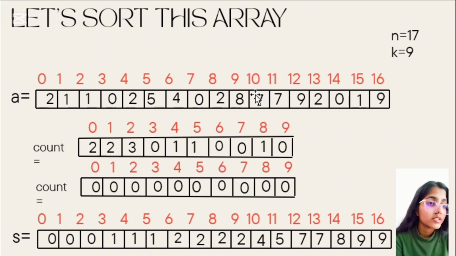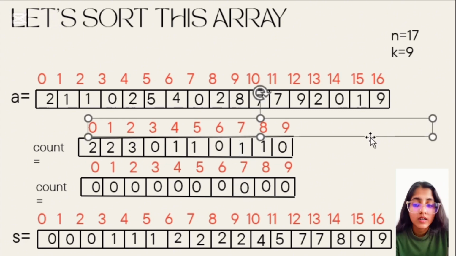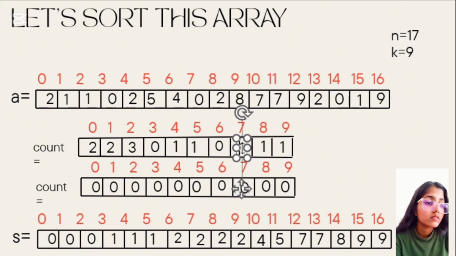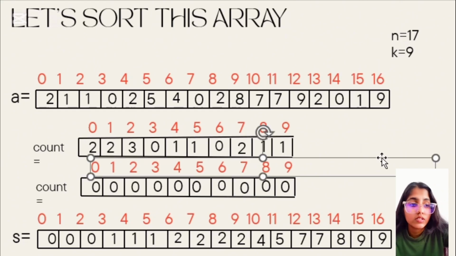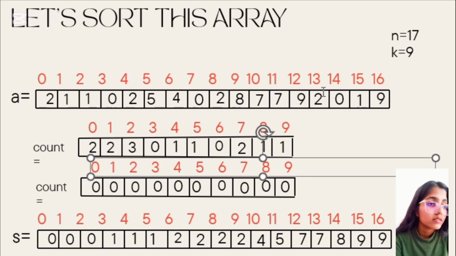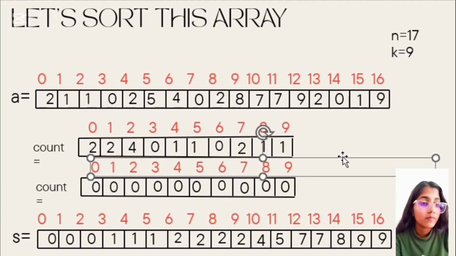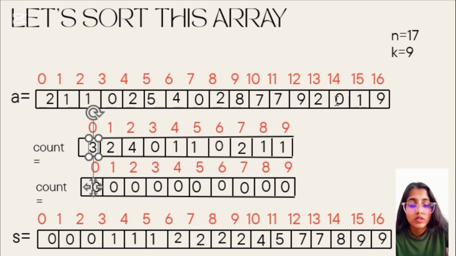Then after 8 it is 7, so you must increment the 7th index value by 1. Then it's 9 and you should increment the 9th index by 1. There's another 7 here, so you must increment the 7th index by 1, so it is 2 now. Then the next element is 2. After meeting 2, you must increment index 2 of the count array by 1, so it is 4. Then the next element is 0, so you must increment the 0th index by 1, so it is 3.